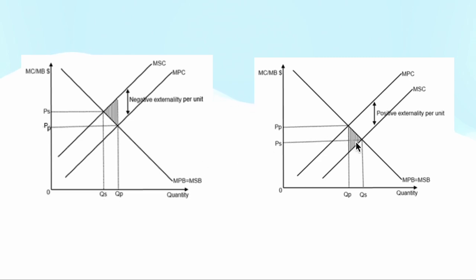Look at the triangle here. What is it doing? Pointing to more, pointing to an increased amount. So it's a positive externality to supply. Okay? There you go. That's the concept of externalities.